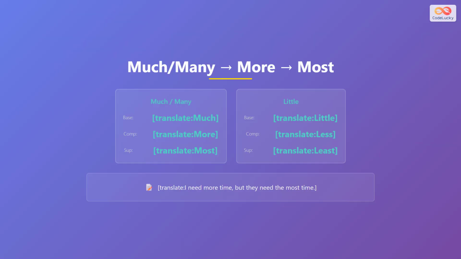We also have irregular forms for quantity. The base form is much or many, depending on whether we're talking about uncountable or countable nouns. The comparative form is more. We use more to show that something is greater in amount than something else. The superlative form is most. We use most to show the greatest amount. Another important form is little. The base is little, the comparative is less, and the superlative is least. For example, I need more time, but they need the most time.